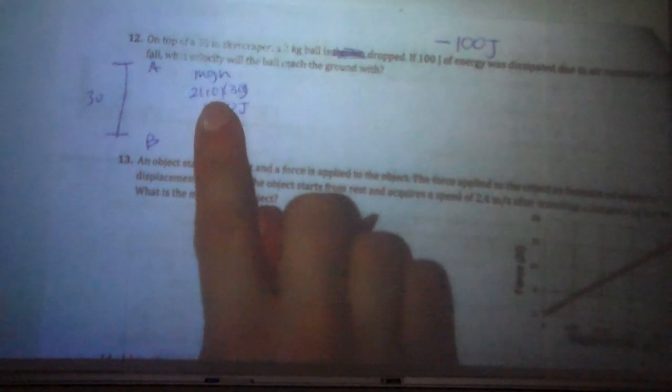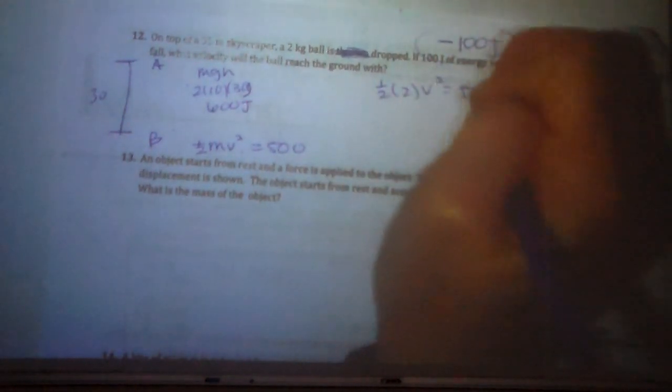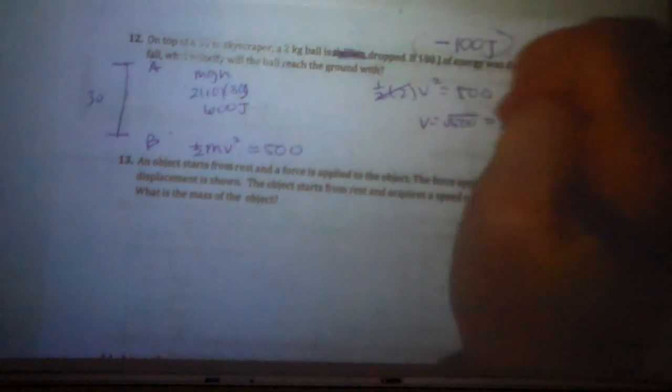The energy at A is just the potential, mgh, 2 times 10 times 30, not 300. This is 600 joules. So I have 600 joules. And at the bottom, this is going to be all kinetic. But it's not going to be 600 joules because I'm going to lose 100 joules of energy on the way. So this is going to be equal to 500. So then 1/2 times 2 times v squared equals 500. Square root of 500, which is, don't know, 22.36.